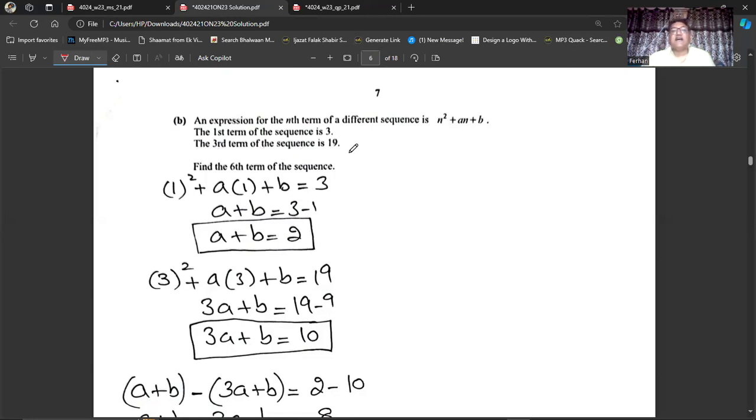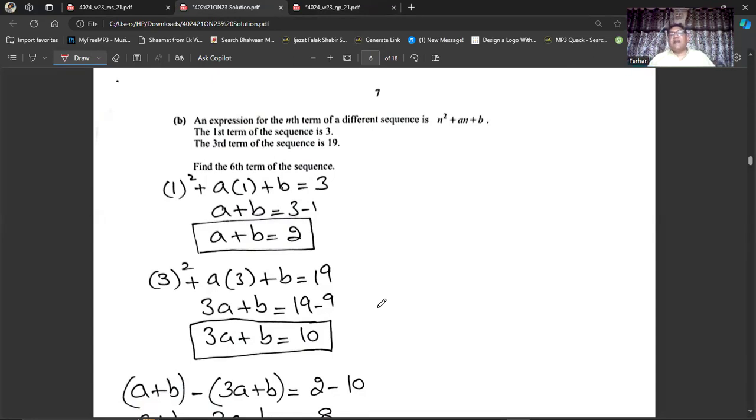Then he says the third term is 19. So here in the place of n, I will substitute 3. The n will be substituted with 3. So you will have 3 squared plus 3 into a plus b is equal to 19. So 3a plus b will be equal to 19 minus 9, and that will be 3a plus b equals 10. So now you have these two equations which have the variables a and b. I want to find out the values of a and b.